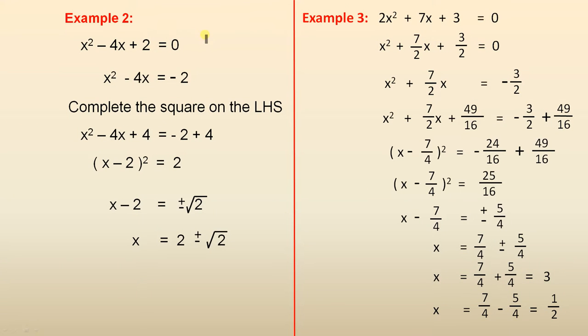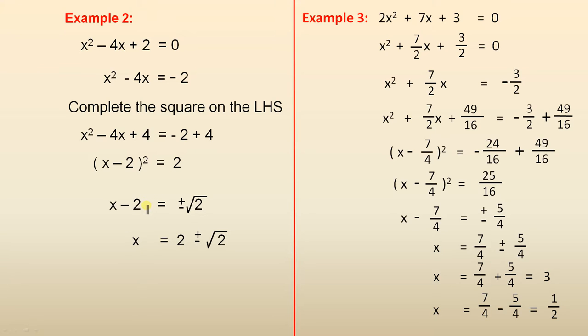Example 2. x squared minus 4x plus 2 equals 0. Subtract 2 from both sides. When we complete the square, half of minus 4 is minus 2. When we square minus 2, we get 4. So we're adding 4 to that side to keep the equation balanced. So x minus 2 all squared equals 2. Of course, minus 2 plus 4 is 2.